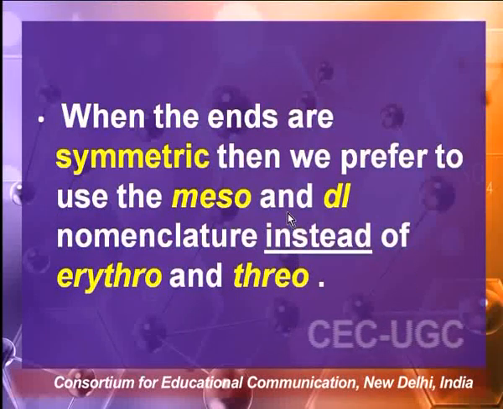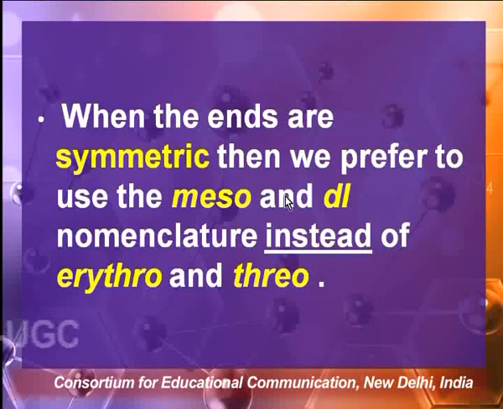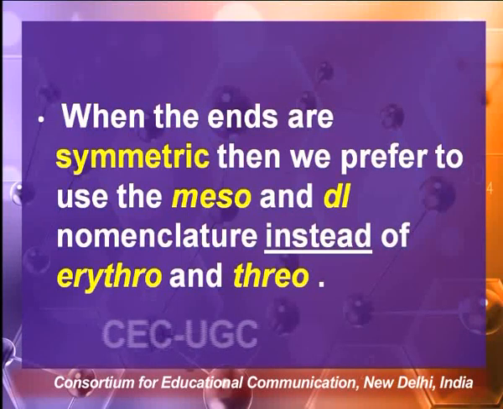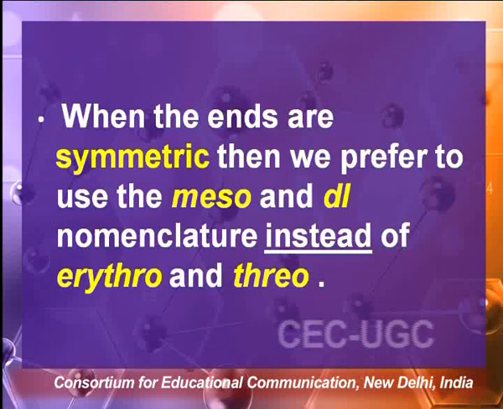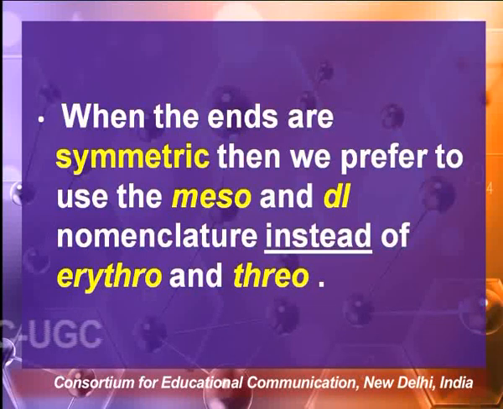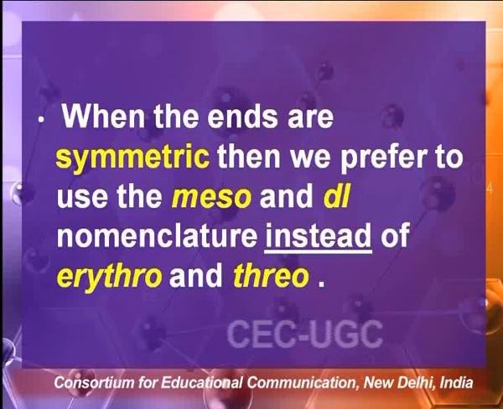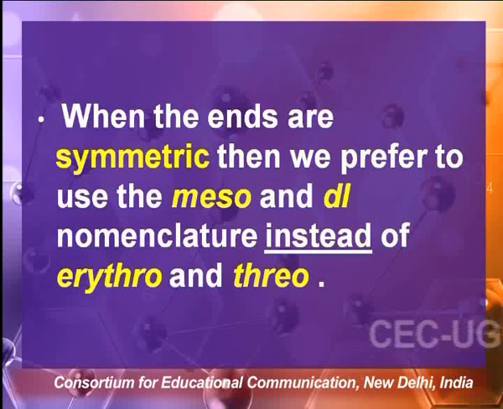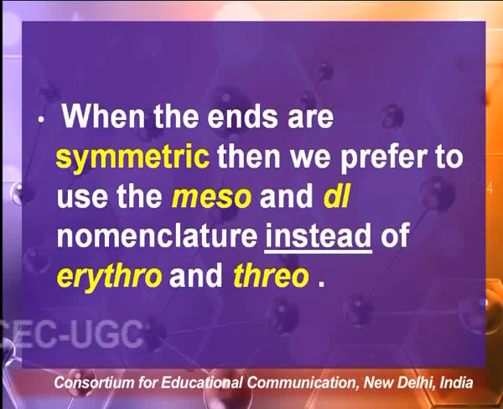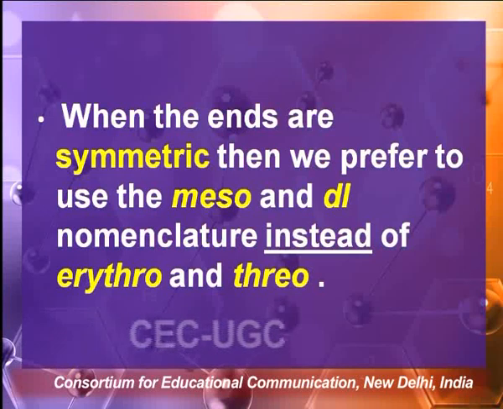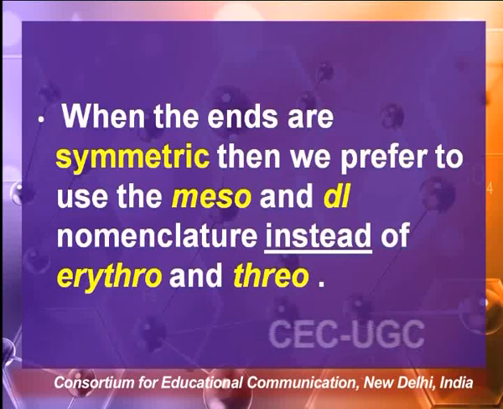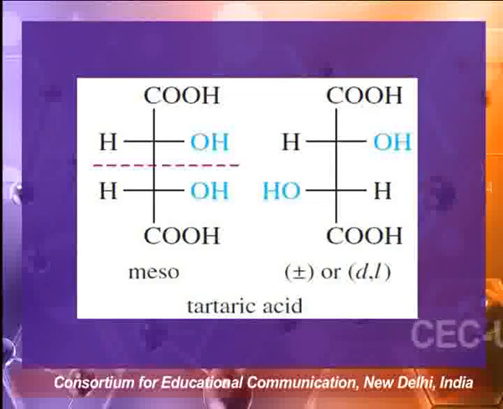But now you have to remember, we can give the erythro and the threo notations only when the terminal groups are also different. If the terminal groups are the same, that is they are symmetrical, then we do not use erythro or the threo notations. We prefer to use the meso and the DL nomenclature, that is, DL nomenclature instead of using erythro form.